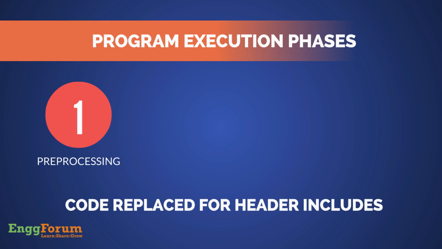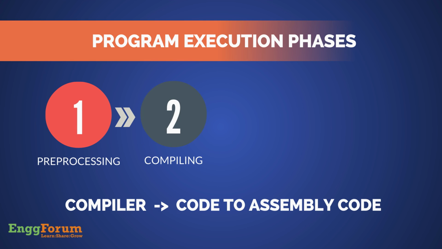There are different phases involved in execution of a simple C program. First phase in code execution is pre-processing phase. In pre-processing phase, header files are expanded. Actual code is replaced in place of hash includes. Next phase, an important phase in code compilation, is the compilation phase. Our compiler converts our expanded source code to assembly code.